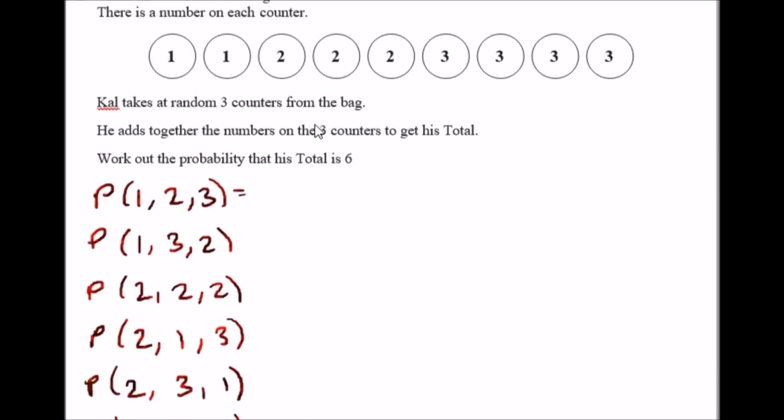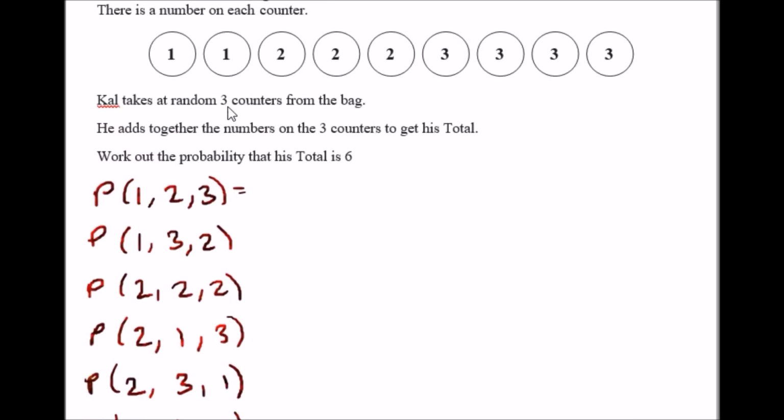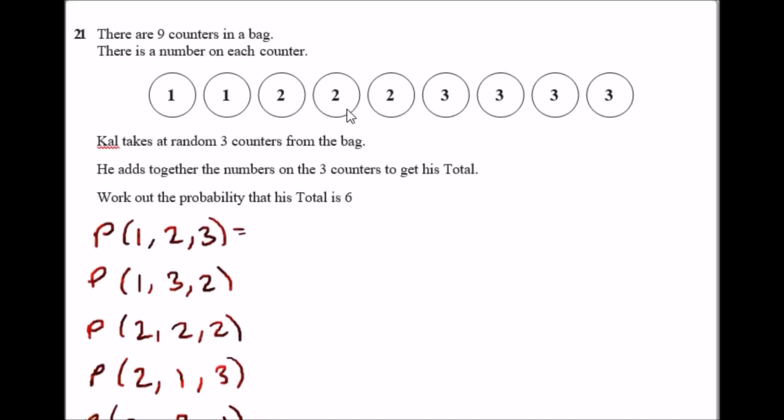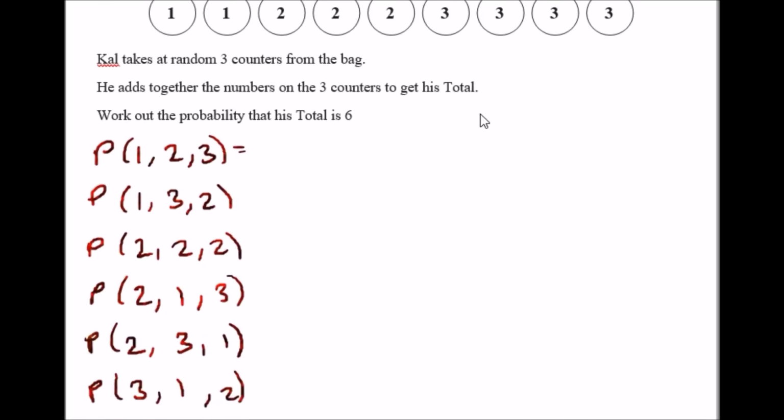Now to work out each probability is easy. So we look at the probability of getting a 1 firstly. Every time you take a counter out, it gets removed, so you're left with a decreasing number of counters. So the probability of getting a 1 first would be 2 out of 9. So 2 out of 9 times the probability of getting a 2.